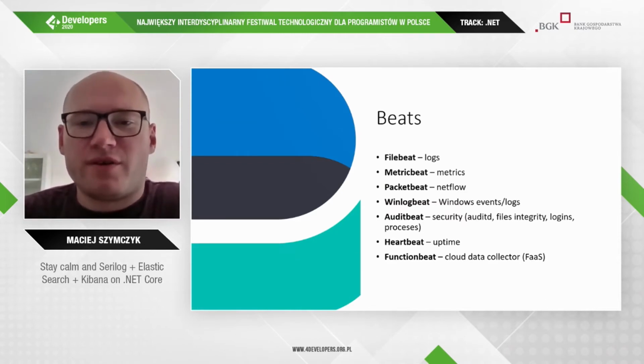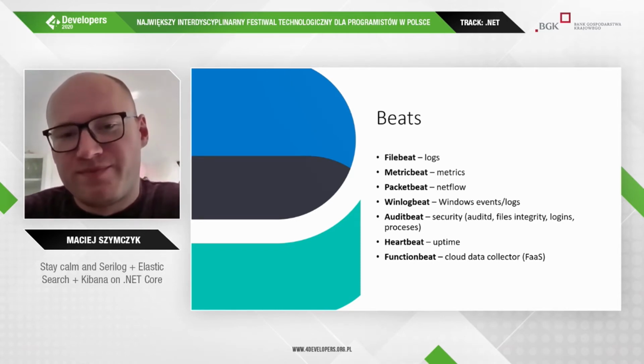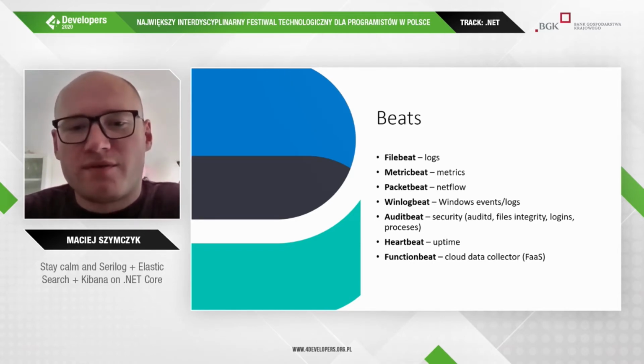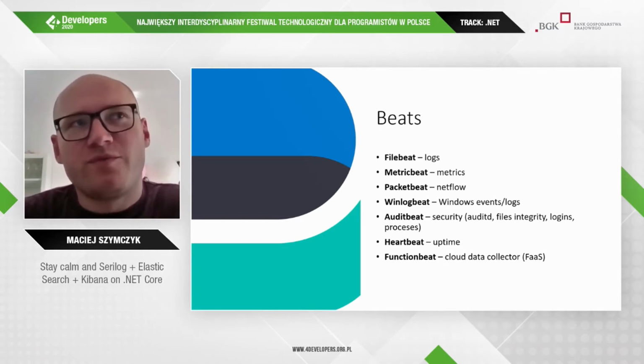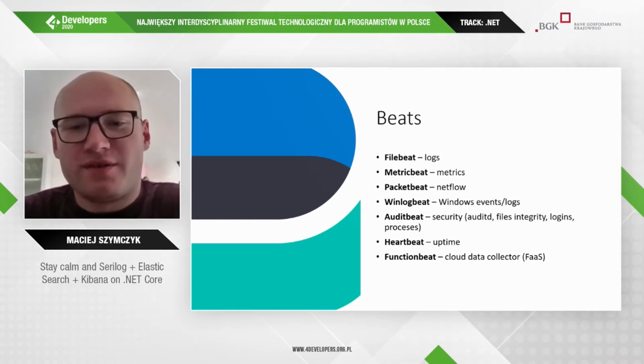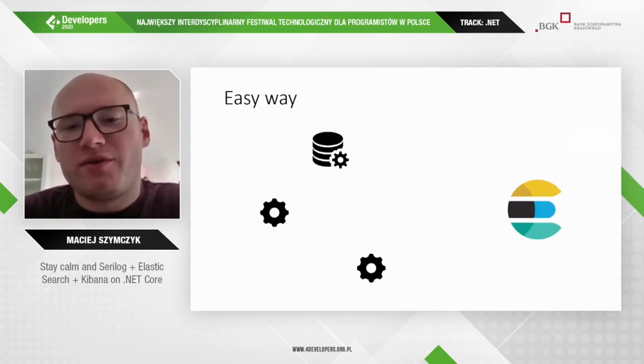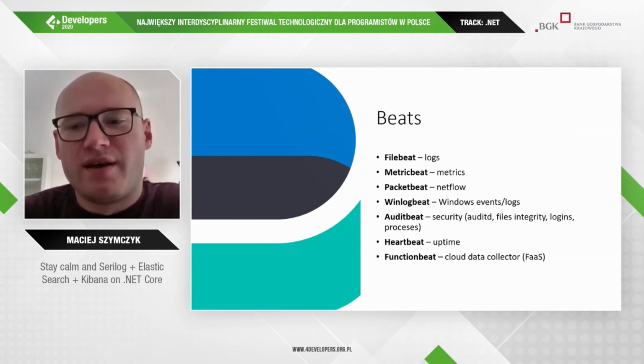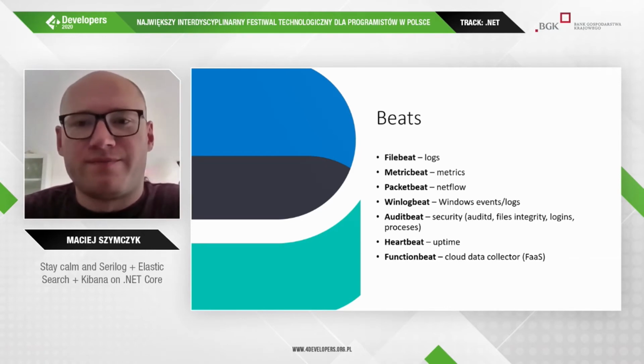Filebeat is for gathering logs, Metricbeat is for gathering metrics, Packetbeat is for NetFlow, but Packetbeat can also be used to monitor solutions that have a specific network protocol. For example, Apache Cassandra uses CQL, not SQL, but CQL. And using Packetbeat, we can monitor Cassandra, which is simply a column database. Then there are Winlogbeat, Auditbeat, Heartbeat for uptime, and Functionbeat used in the cloud.